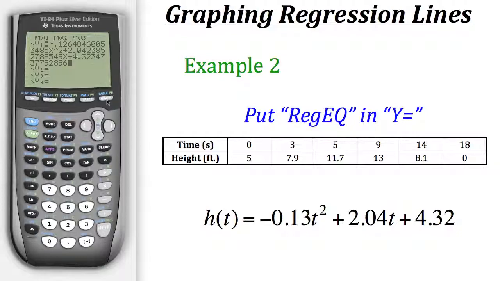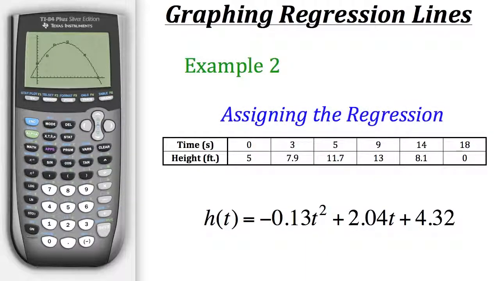So now all we have to do is hit graph. And it'll graph the regression line for us. And it looks like it's the same thing as what we had before. Now let's look at one more way that we could graph a regression line. For this method, I like to refer to it as assigning the regression.